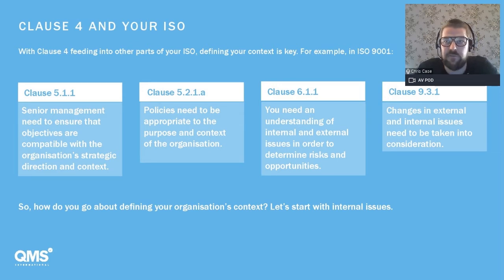So clause 4, being the context of the organization, does feed into further parts of the standard. Looking here, it goes into clause 5.1.1, which is that senior management need to ensure that objectives are compatible with the organization's strategic direction and the context. So when setting objectives, it's important to take into account any issues that you may have identified as part of your context. Looking at your internal and external issues can effectively feed further into your management system and set objectives. It'll make more sense later on when we get into what these external and internal contexts could be.